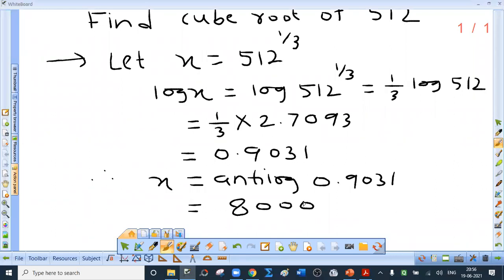Is this the final answer? No. Characteristic is 0. So there must be only 1 digit in the integral part. Yes. So x is nothing but 8. Yes, 8 is the cube root of 512.